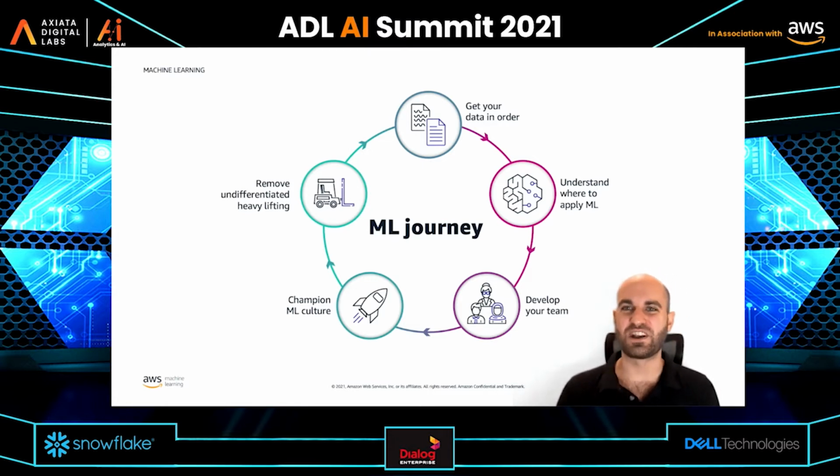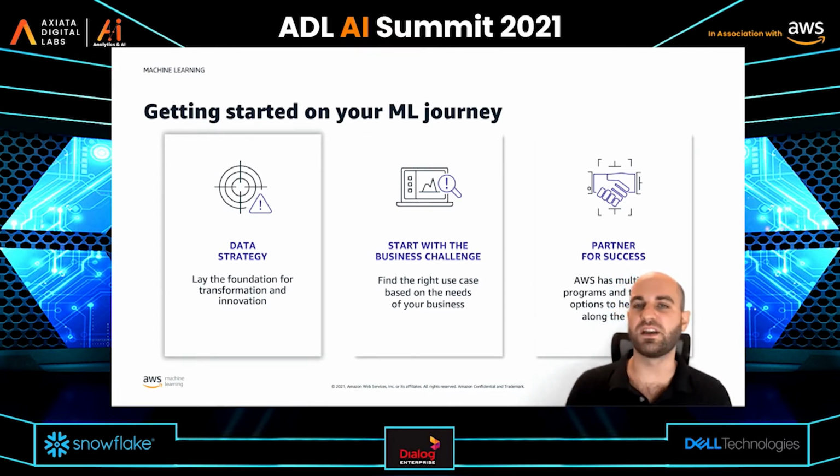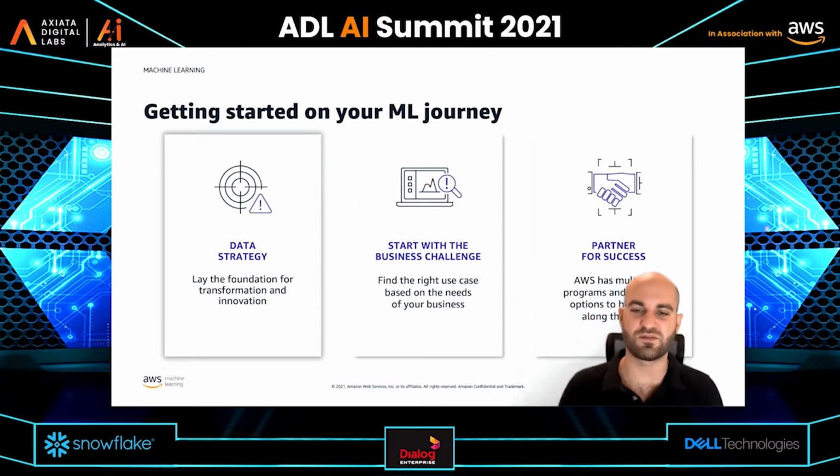And then of course, champion your machine learning culture. So, if you want to get started with your machine learning journey, the first thing that I would always look at is, what is my data strategy? Now, hopefully you already have a wonderful modern data strategy. If you don't, you first want to lay that foundation, a good foundation of data lake capabilities, purpose-built data stores, and ways to unify different data sources, have structured, semi-structured data, etc., that you can basically train your models on. From there, you then want to start from a business challenge.